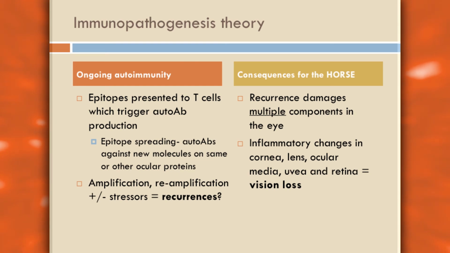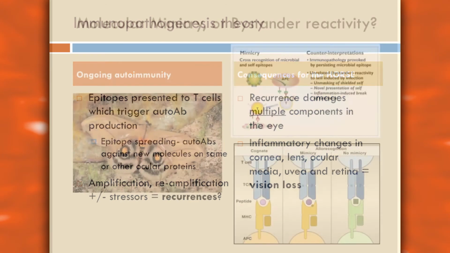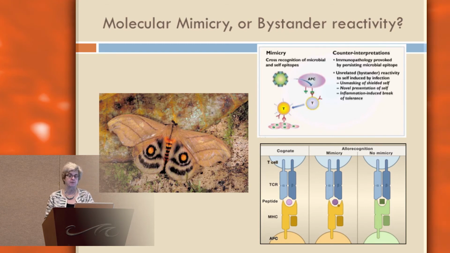Recurrence damages multiple components in the eye. Inflammatory change in all those components we talked about in the beginning can lead up to vision loss. Is it molecular mimicry or is it bystander reactivity? I'm not a researcher, I can't tell you, but I definitely can tell you that there are protein chains on the leptospira that are exactly homologous with proteins in the cornea and proteins in the retina.